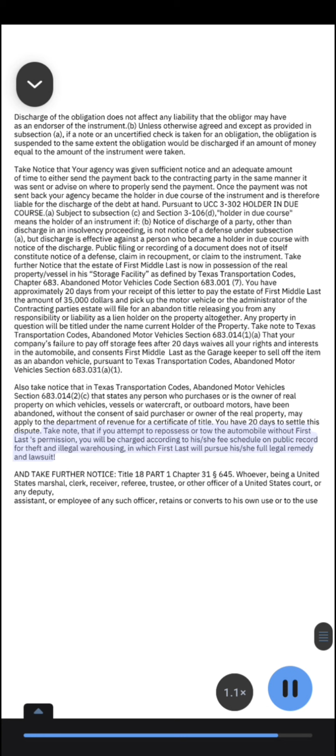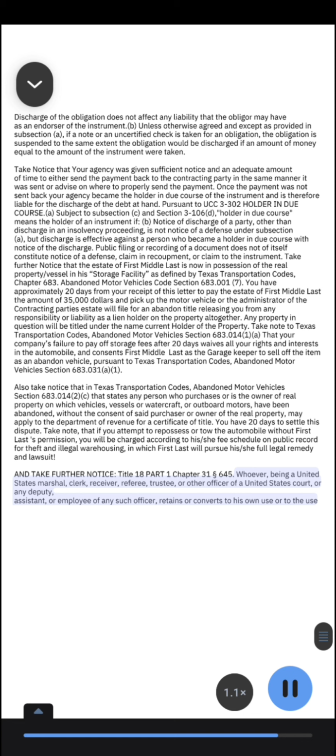Take note that if you attempt to repossess or tow the automobile without first last's permission, you will be charged according to his fee schedule on public record for theft and illegal warehousing, in which first last will pursue his full legal remedy and lawsuit. And take further notice, Title 18 Part 1 Chapter 31 Section 645.